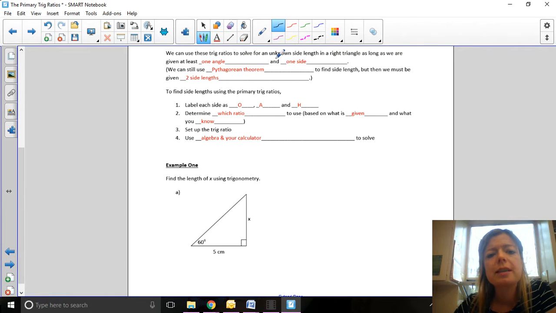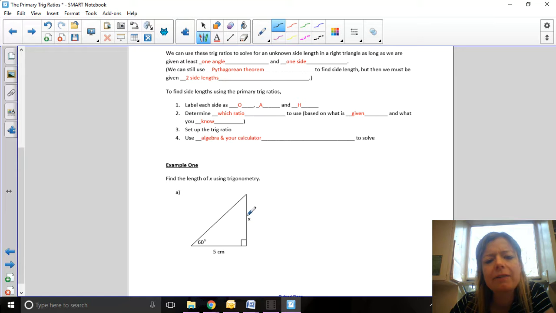Okay, so we can use these trig ratios to solve for unknown side lengths as long as we know at least one angle and one side. We can still use Pythagorean theorem, but that means you need to know 2 side lengths to be able to find the third. Notice if I wanted to find this value of x, it's not enough for me to just know 5 to use Pythagorean theorem. I would also have to know how long the hypotenuse is, and in this case I don't. I just know that this is 60 degrees and that this is 5 centimeters. Because this is a 90-degree angle, I also technically know that this is 30 degrees since they all have to add up to 180, but I don't actually need that to solve this question.